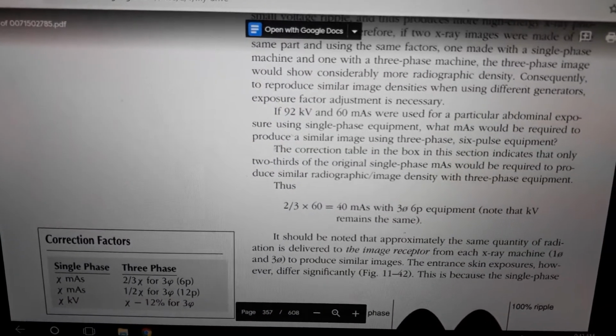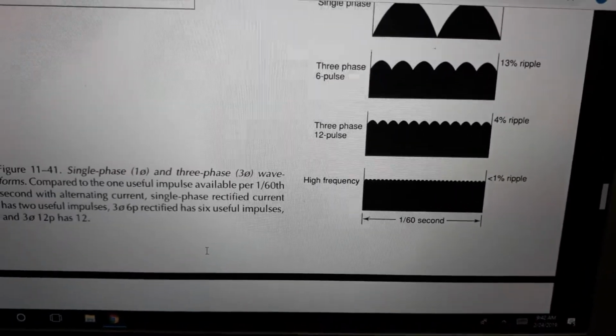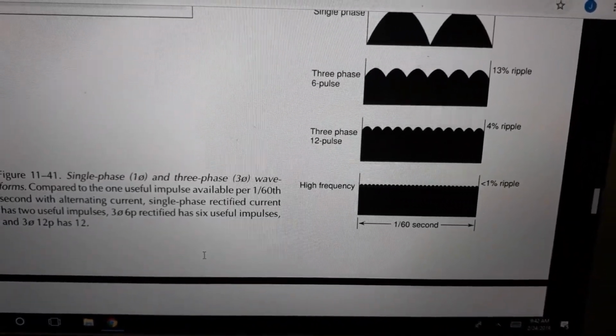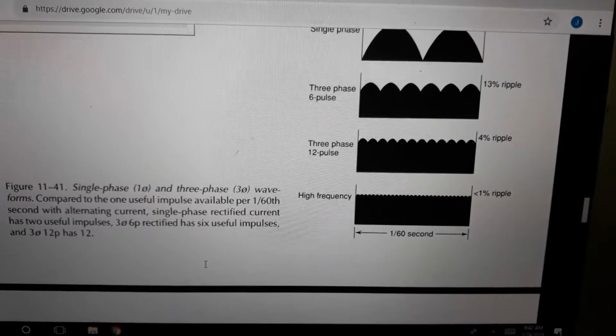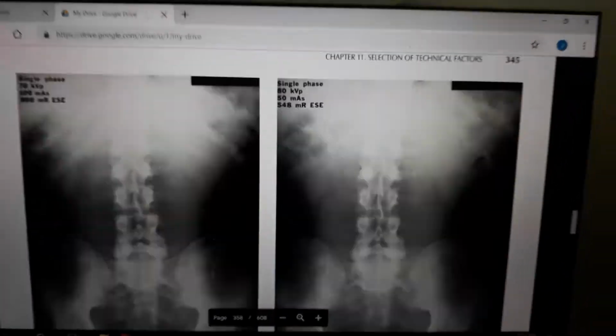Correlation factor: single phase, double phase, three phase. This is the single phase, three phase, 12 pulse, three phase, 12 pulse plus high frequency.